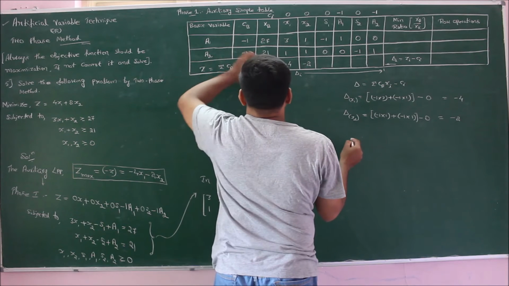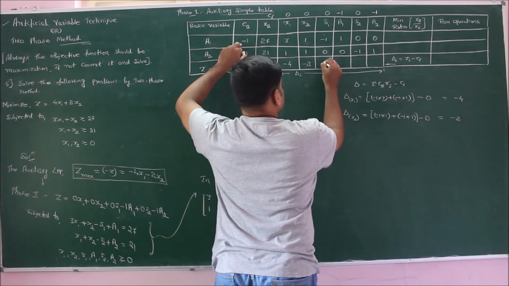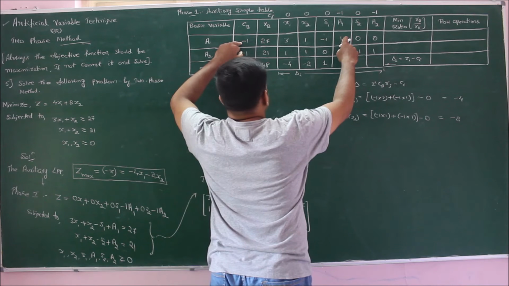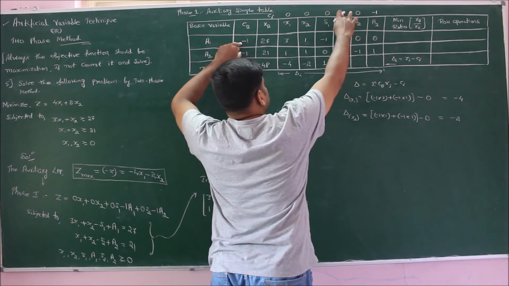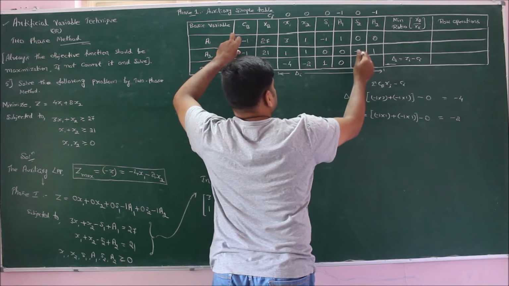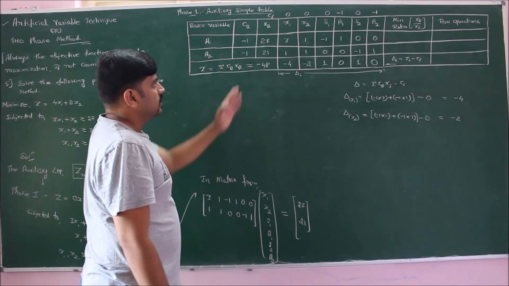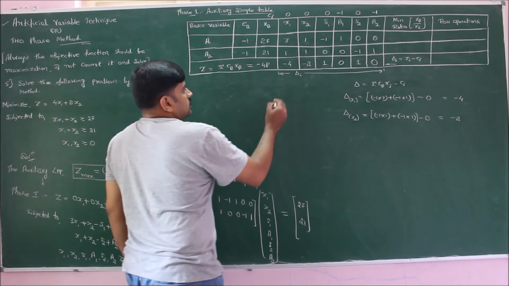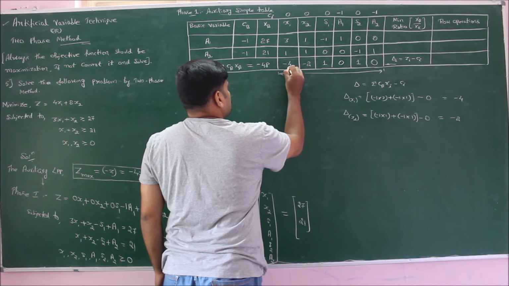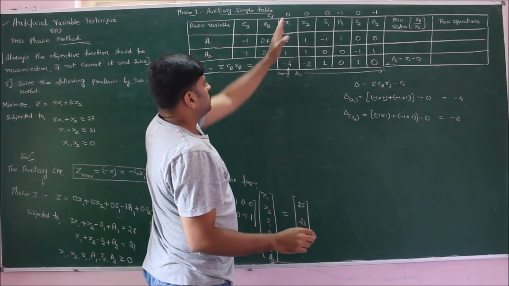Here I will get -1 into -1 is +1, +1 plus 0 minus 0 is +1. -1 into 1 is -1 plus 0, minus of minus is +1, so -1 plus 1 will become 0. Here minus of minus is +1, here it will become 0. Now if you observe, the most negative value of delta is -4, so this will be the incoming vector. X1 is the incoming vector.